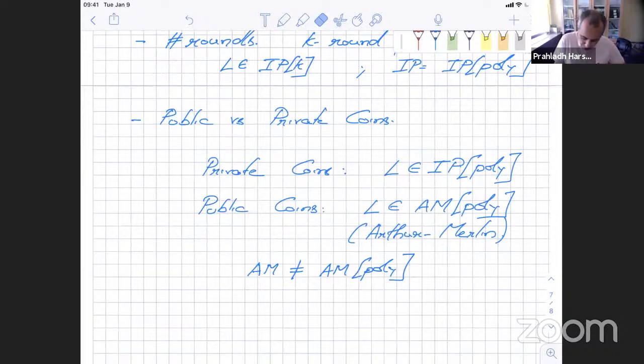So in an AM protocol, we'll always specify the number of rounds. Okay.